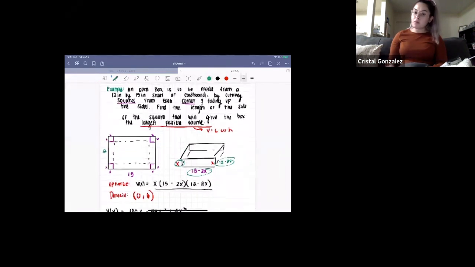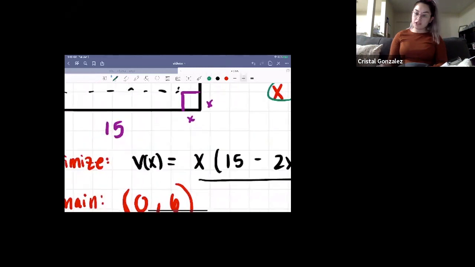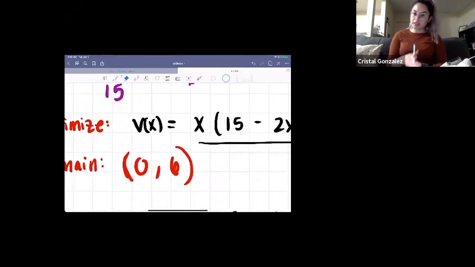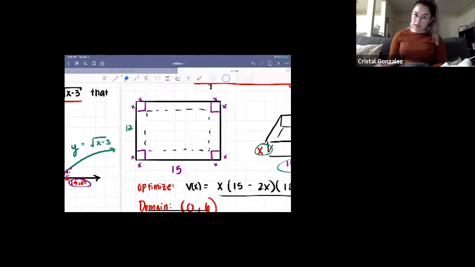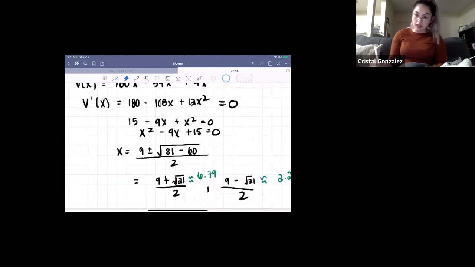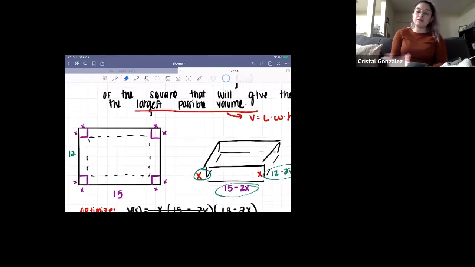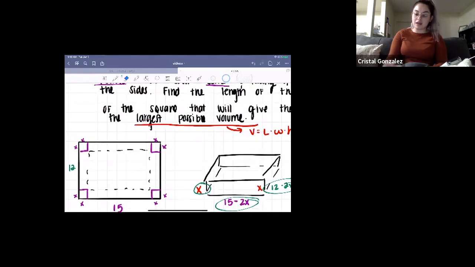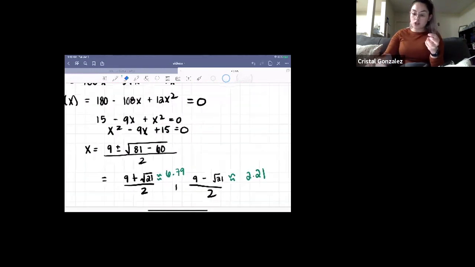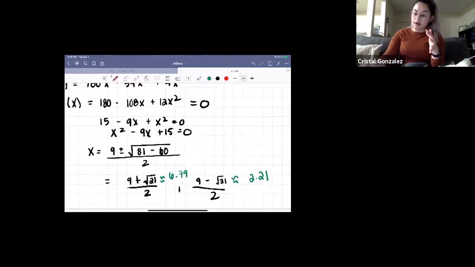But remember that we said that the domain of our function x is between 0 and 6. Because if I accepted this answer, 6.79, there's not even enough to cut 6.79 on each side. That's physically impossible for this box. So we are going to just go ahead and trash this one here because it doesn't make sense for the context of the problem. And so this is our answer here.